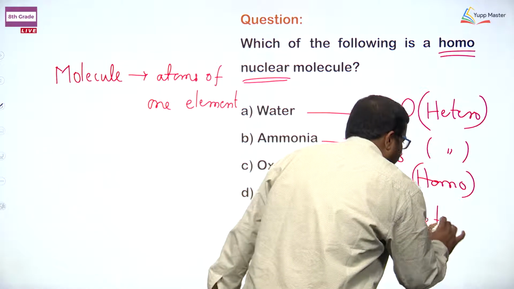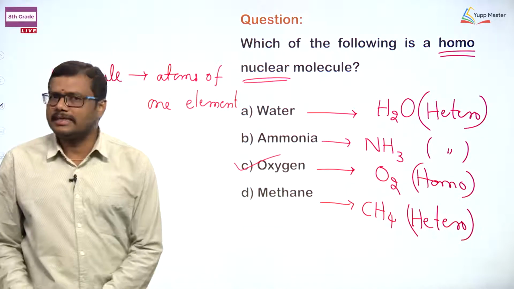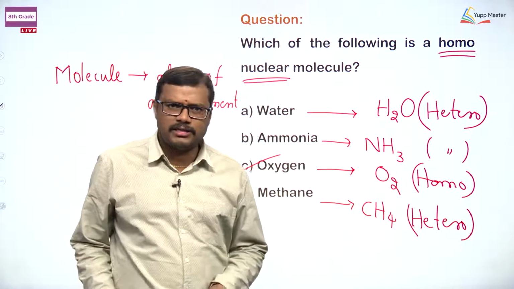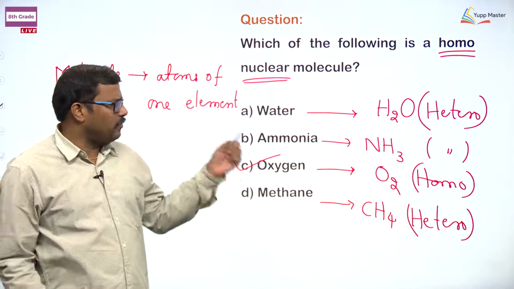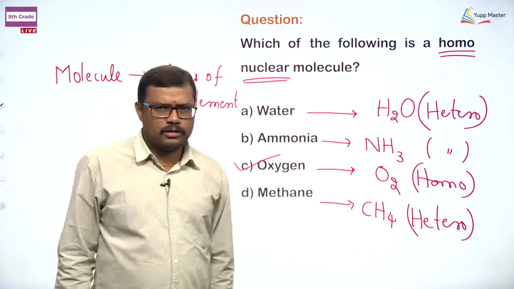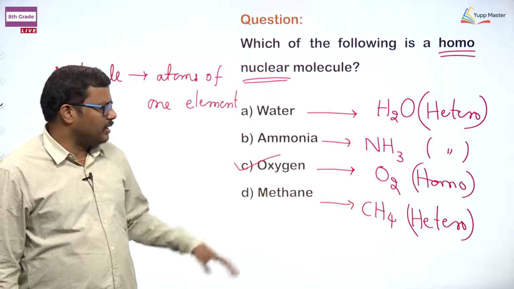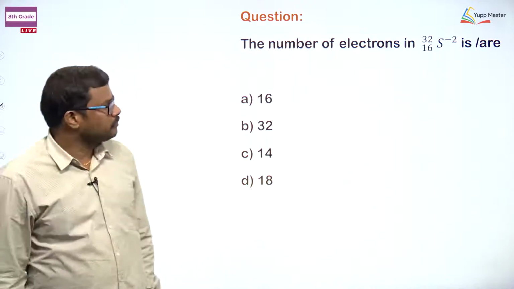So, among the given options, which is the homonuclear molecule? Oxygen is a homonuclear molecule. In case of oxygen, 2 atoms of oxygen are combining, atoms of only one element are combining, thereby we are getting the oxygen molecule. So, oxygen is a homonuclear molecule; water, ammonia, methane all are heteronuclear molecules, right.